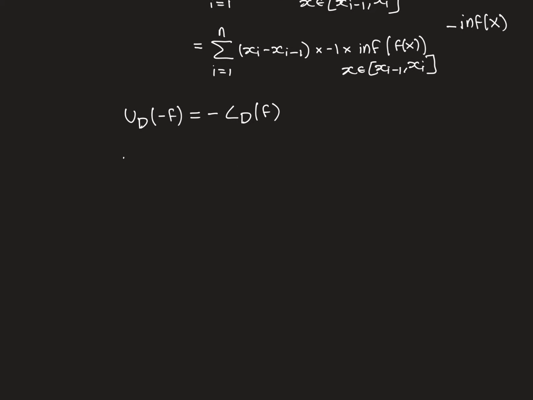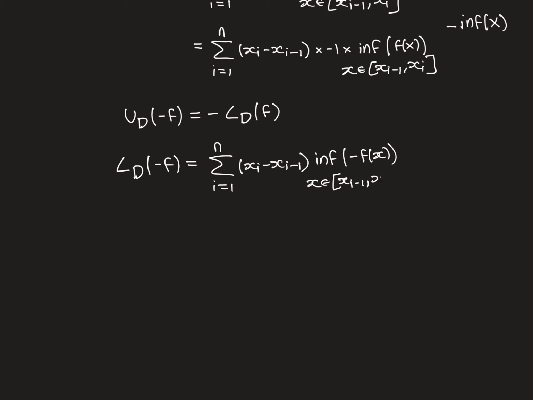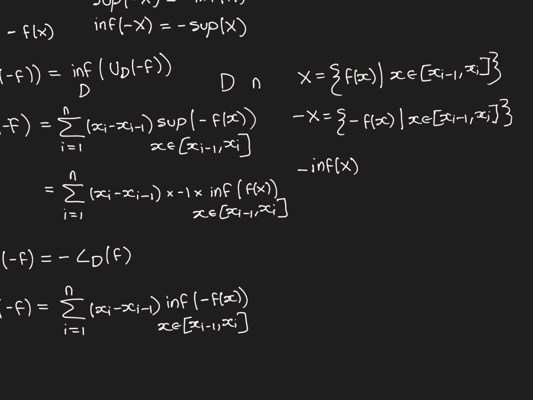So if we consider the lower Riemann sum over our dissection D of minus f, by definition that is the sum from i equals 1 to n of x_i minus x_{i-1} times the infimum of the values of minus f of x, where x is allowed to vary over x_{i-1} to x_i. Now, our sets here are exactly the same, so this infimum is actually just the infimum of this set of negative x up here, which by our result up here is equal to minus the supremum of the set of x. Now let's translate that back into our other notation.